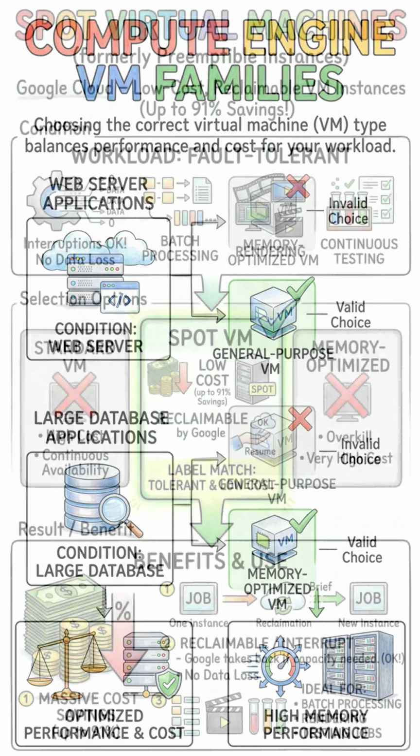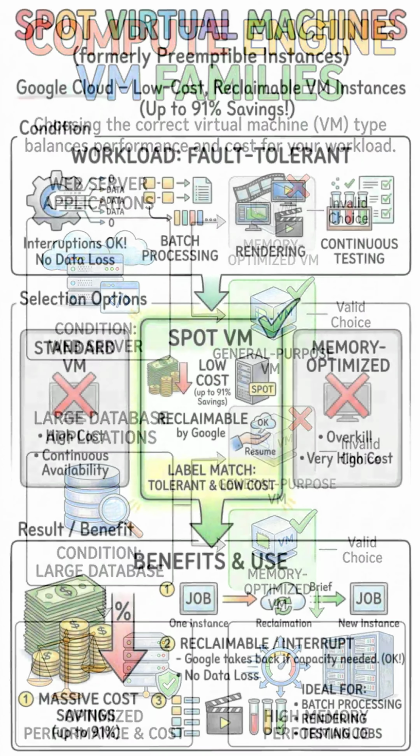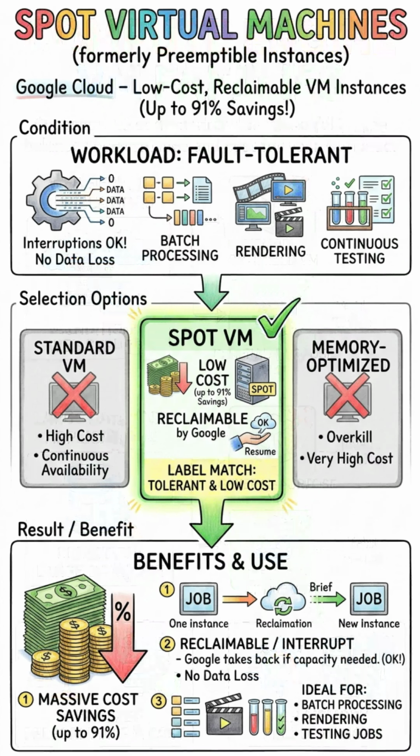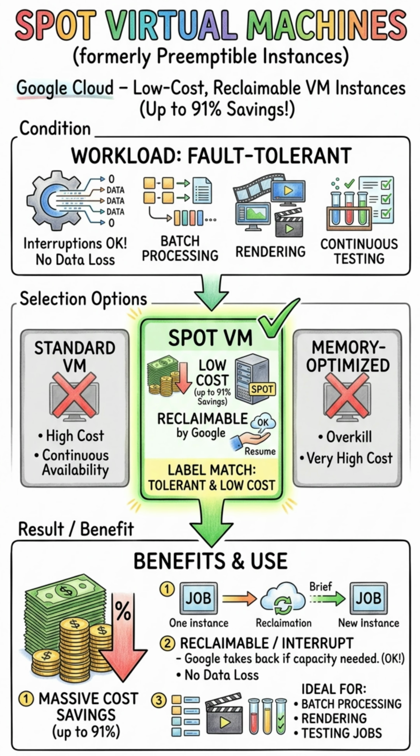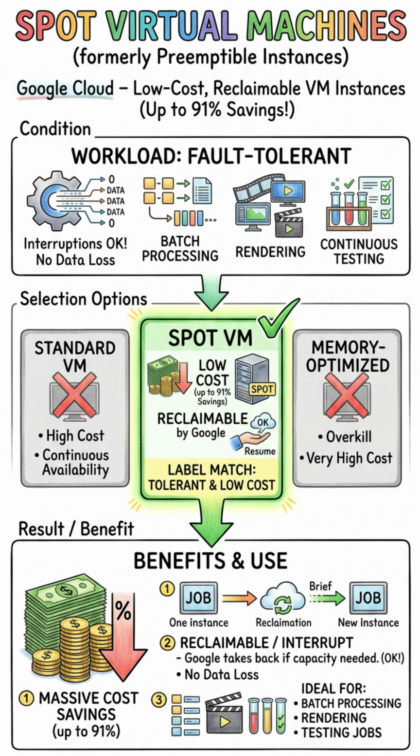Spot virtual machines, formerly known as preemptible instances, offer massive cost savings for fault-tolerant workloads. Google can reclaim these instances at any time if capacity is needed elsewhere. Use spot instances for batch processing, rendering, or continuous testing jobs where an unexpected interruption will not cause data loss.